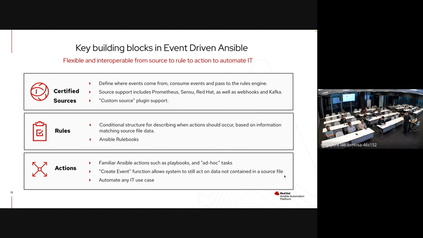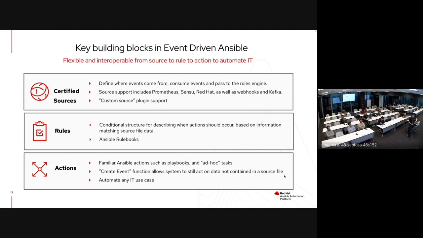Other things that will come on is this idea of having rules. Rules are basically conditional structures for describing when the actions should happen, based on what we call the Ansible rulebooks. We will take a look at how that structure looks in the YAML definition in some slides down the road. And of course, with the rules in place, with the sources getting the events, and after that defining the rules, we will then be able to perform a particular action.